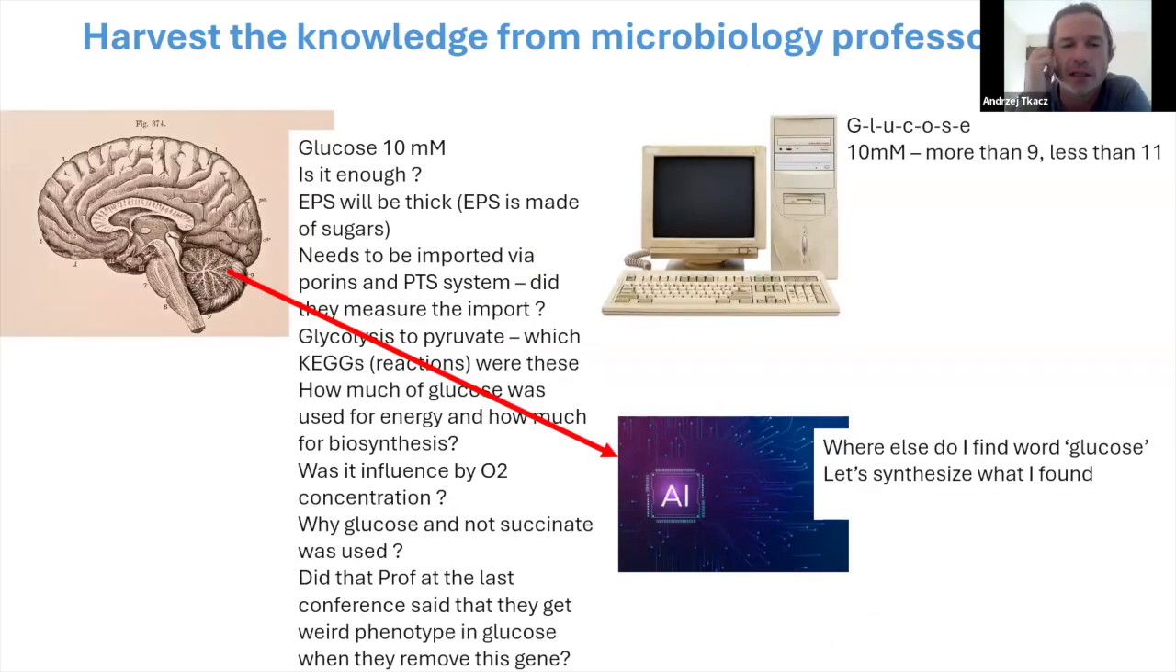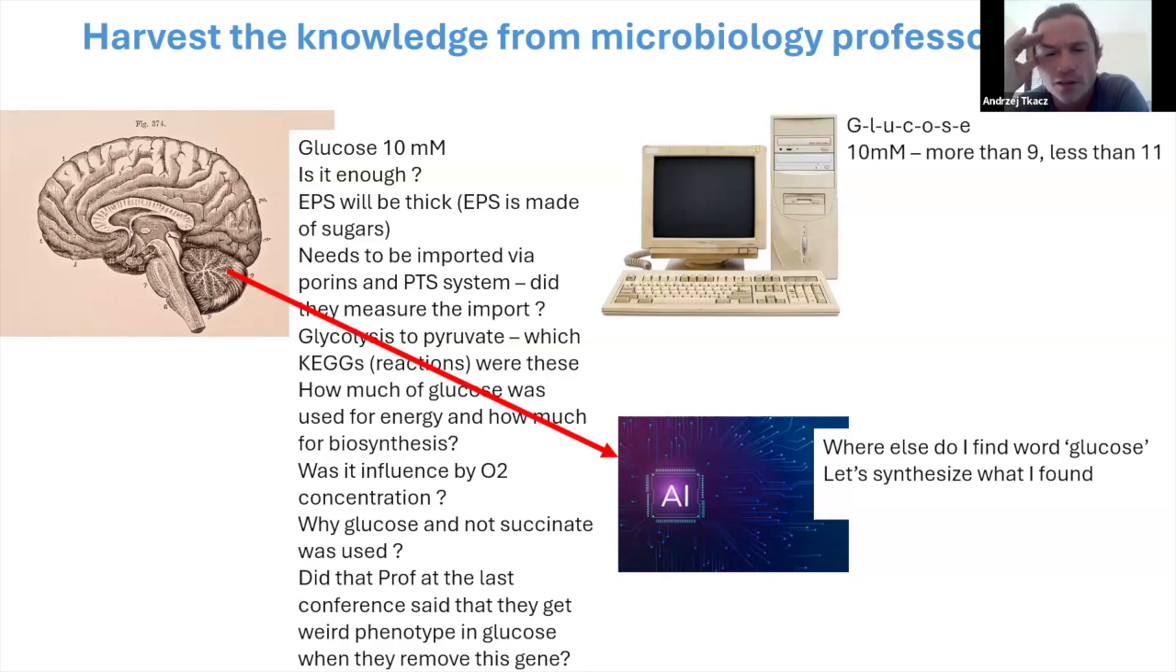So in a nutshell, I would like to harvest, or convert, the brain of a professor of microbiology into a computer. If you say to a professor of microbiology that 10 millimolar of glucose was used in an experiment, the professor would think first, oh, is it enough? Okay, I think, oh, the EPS, the extracellular polysaccharide layer, will be made of sugar, so it will be very thick. That's what he or she will think. Oh, how was this glucose imported? Porins through the outer membrane, PTS, it has to be phosphorylated if it goes through the inner membrane, and so on, and so on.